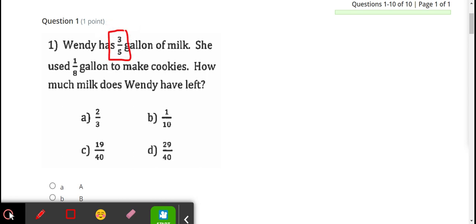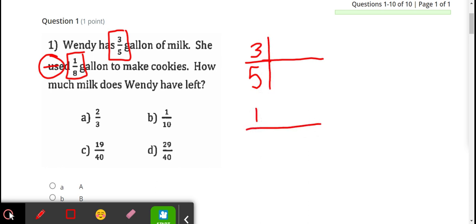First, we're going to start with the given fractions, and Wendy's using some milk. Using milk means we're going to be taking away. So first thing on your paper, you're going to write down 3/5 and then 1/8.